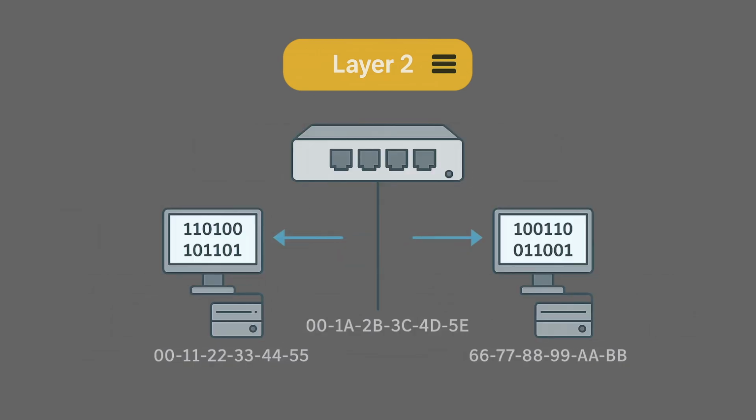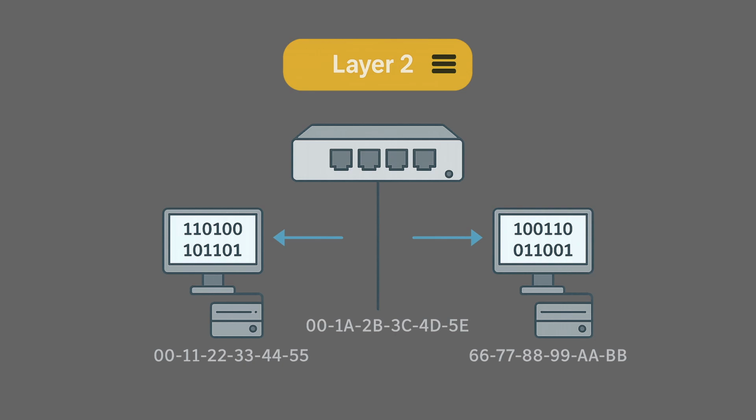Now we're getting closer to the physical side of things with the data link layer. This ensures data can travel between devices on the same local network, for example between your laptop and your Wi-Fi router. It packages the data into frames, adds the sender's and receiver's MAC addresses, and performs error detection using things like checksums or CRC. Switches and network cards operate here.